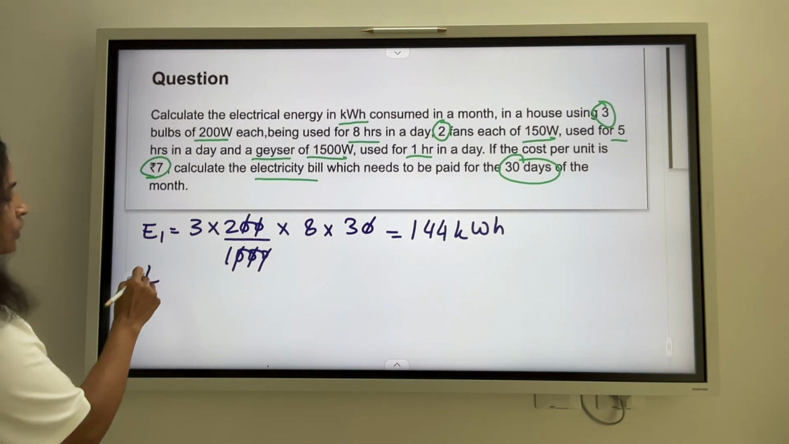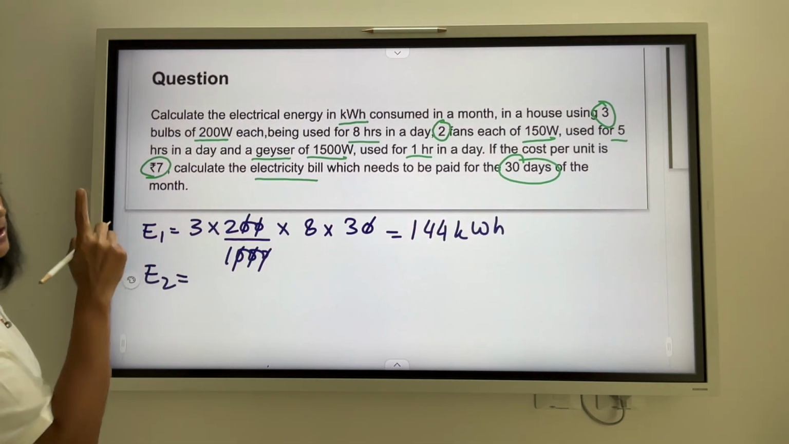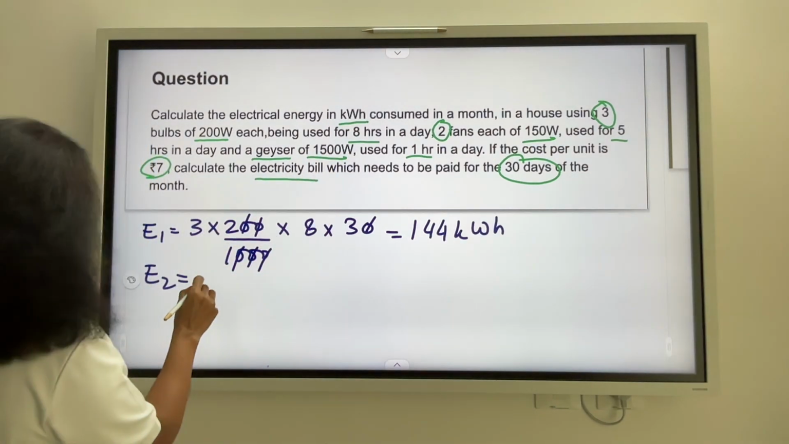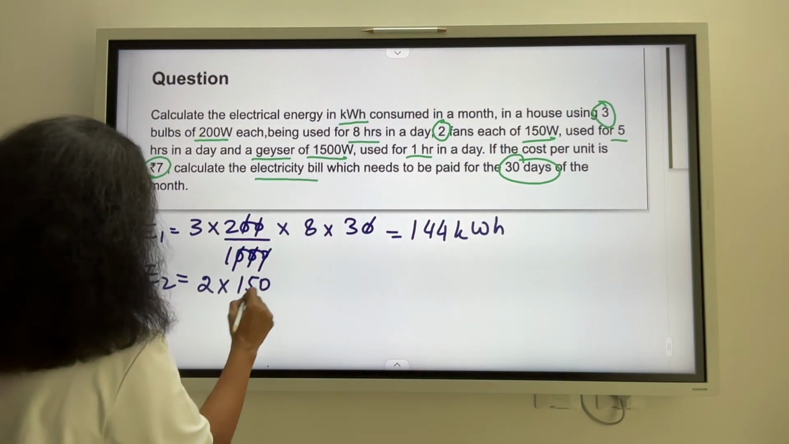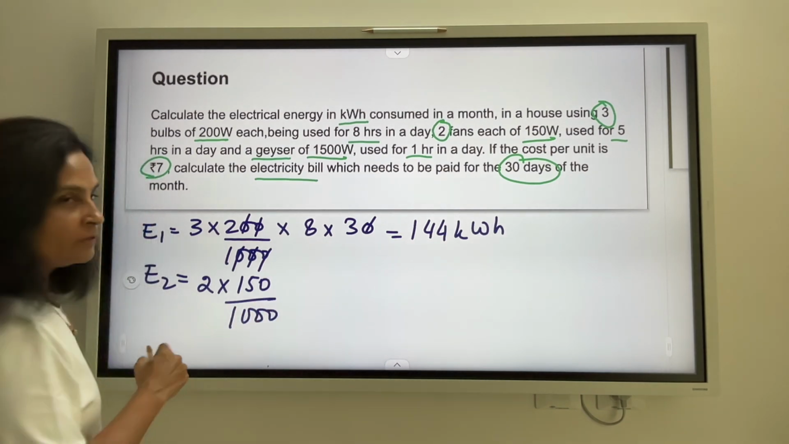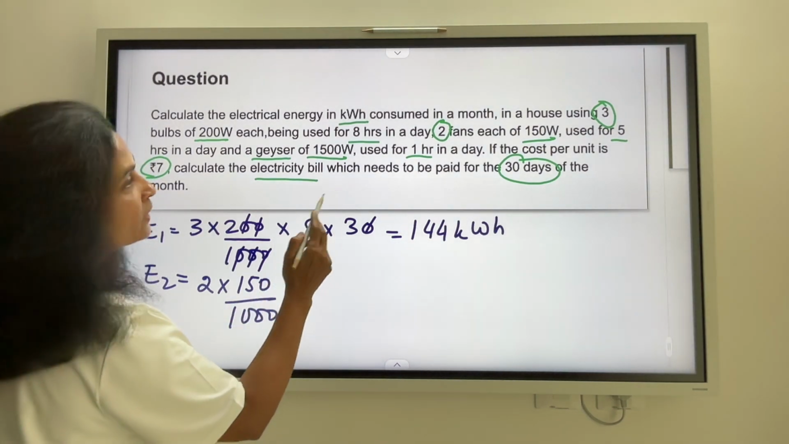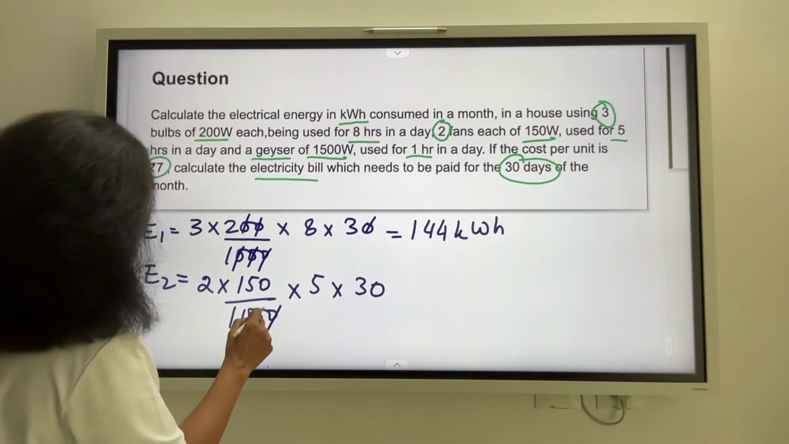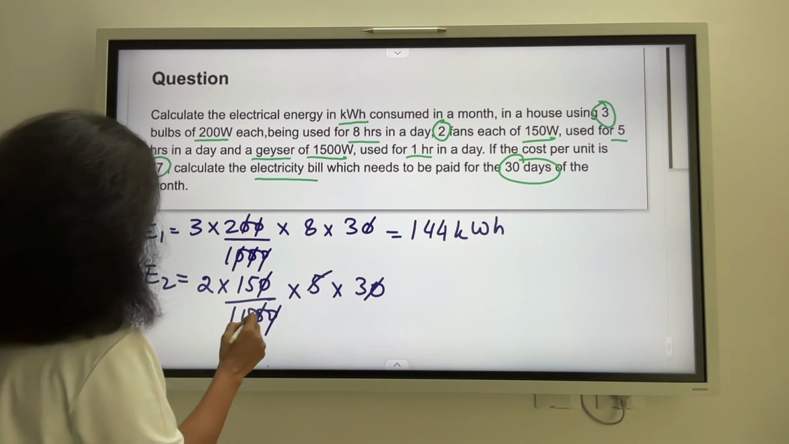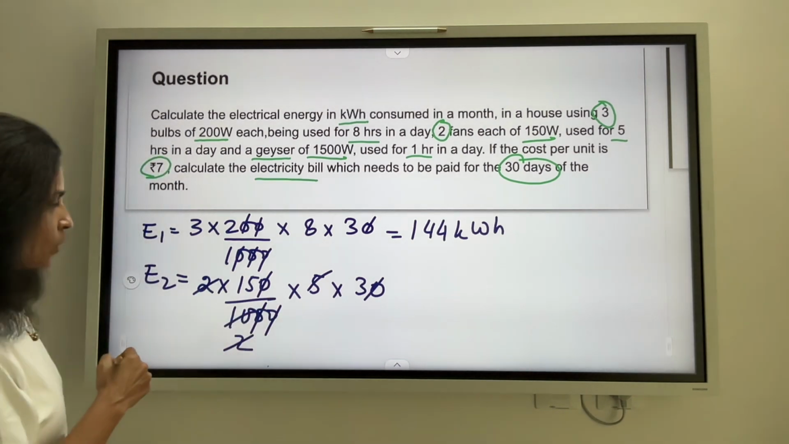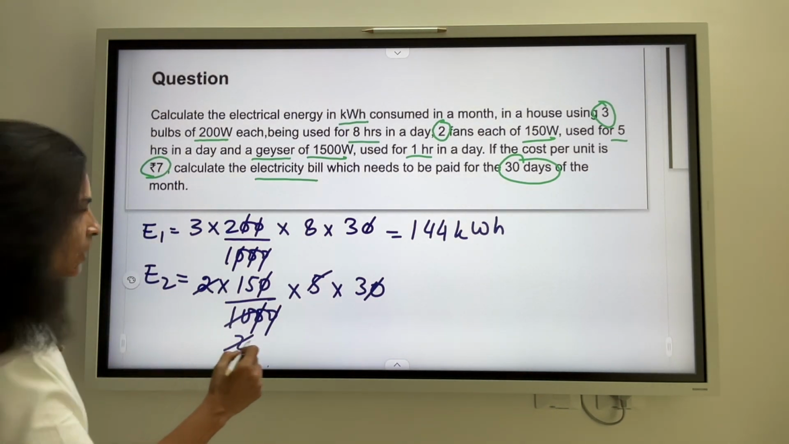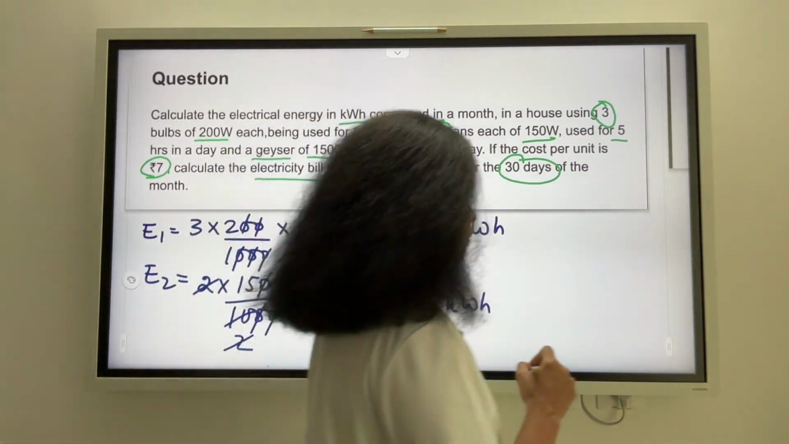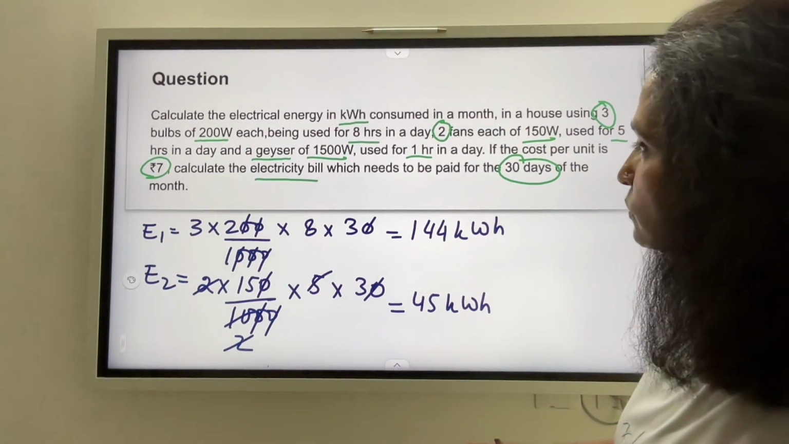Now moving on to E2, which is the energy consumed by 2 fans. Each fan is 150 watt, so for 2 fans, 150 watt, we will convert it into kilowatt by dividing by 1000. How many hours in a day? 5 hours in a day, multiplied by 30 days. So how much do I have? 15 into 3, 45 kilowatt hour.